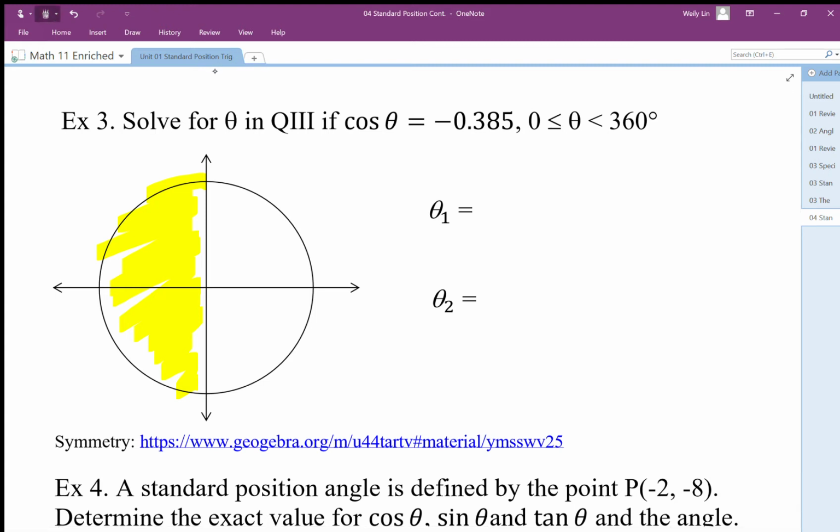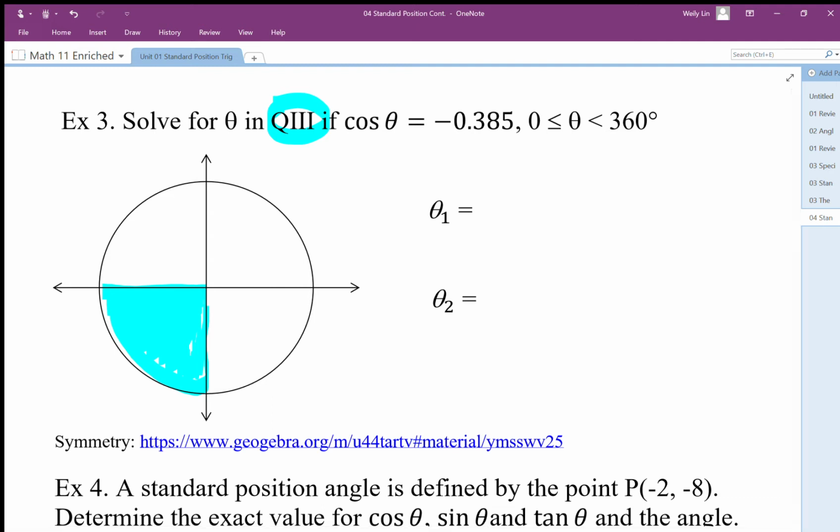Okay, so we're given the quadrant here. So we know that it must reside in quadrant 3. Okay, and we can ignore the possibility that it could be in quadrant 2. Although cosine can be in quadrant 2, we're just going to say it's going to be in quadrant 3.